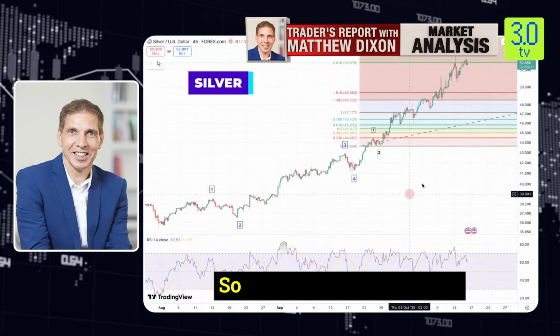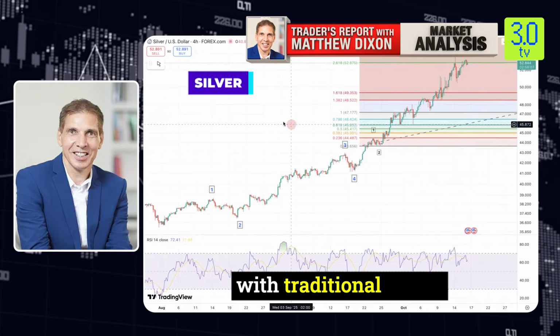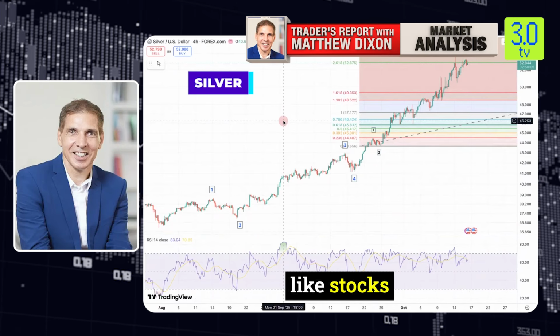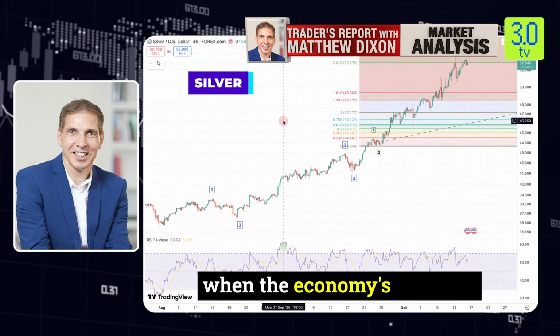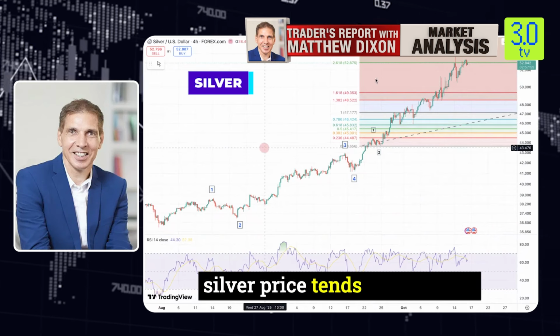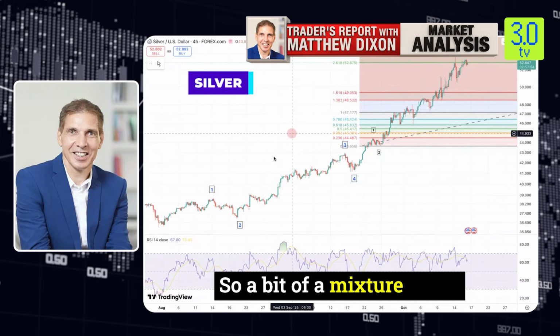But silver also, the reason I say silver is useful to us is it has more of a correlation with traditional assets like stocks, because it has industrial use. When the economy is booming, silver price tends to go higher, but it is also somewhat of a store of value as well. So a bit of a mixture of the two.